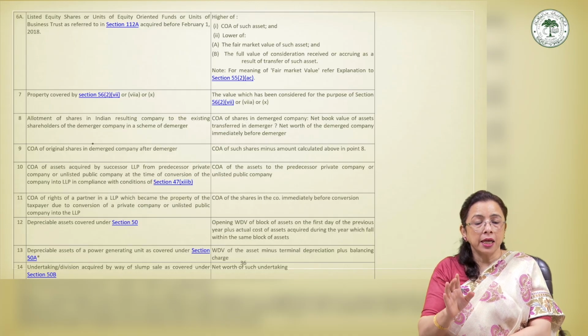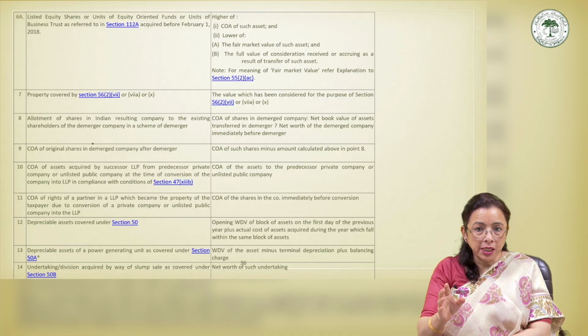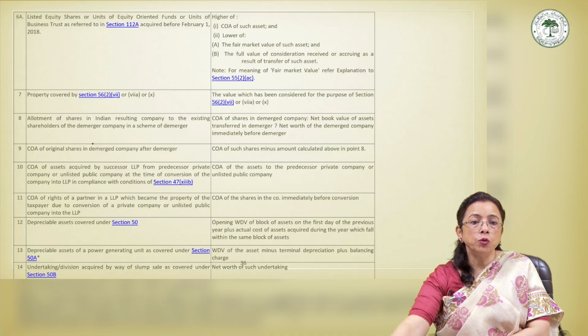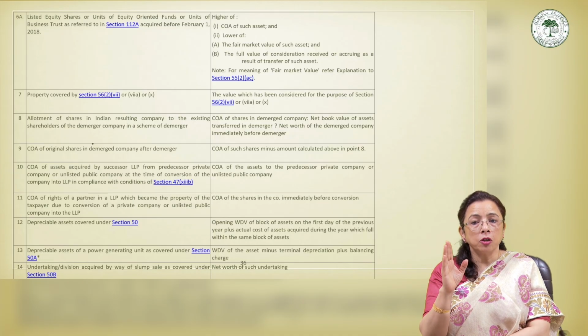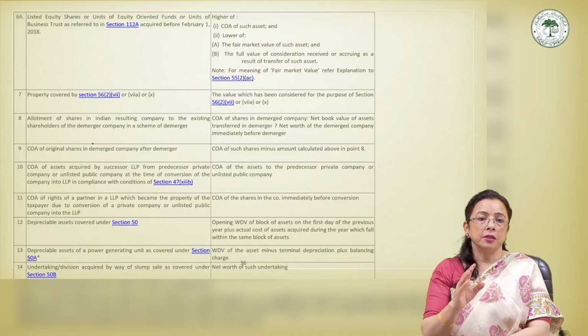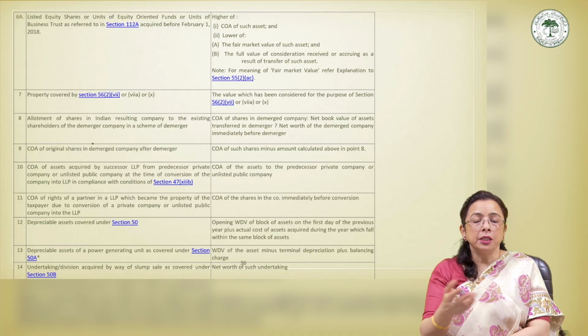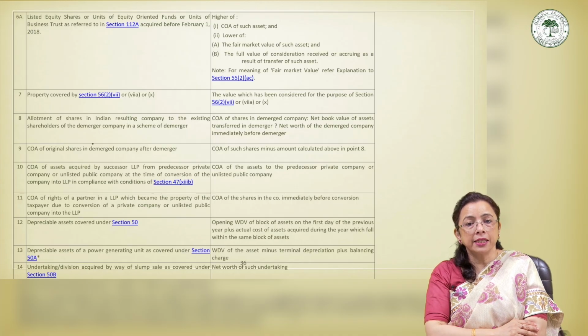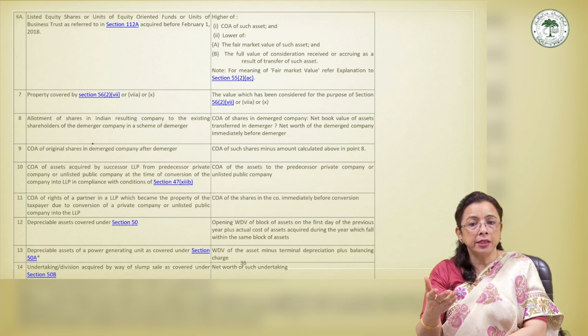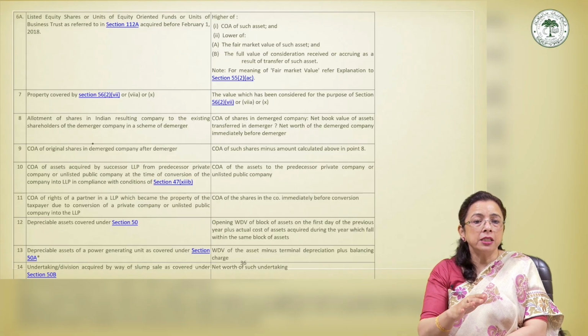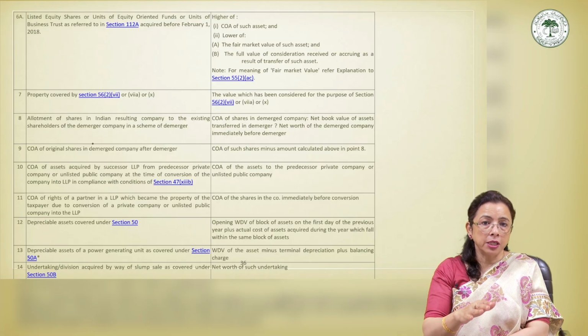Since such receipts are already taxed at the time of receipt, the law provides that the value adopted for taxation under Section 56 should become the cost of acquisition for future capital gain purposes. For example, a property received as gift is taxed under Section 56 at rupees 20 lakh FMV. Then rupees 20 lakh will become the COA when the recipient later sells the property. This prevents double taxation of the same value. That's all.